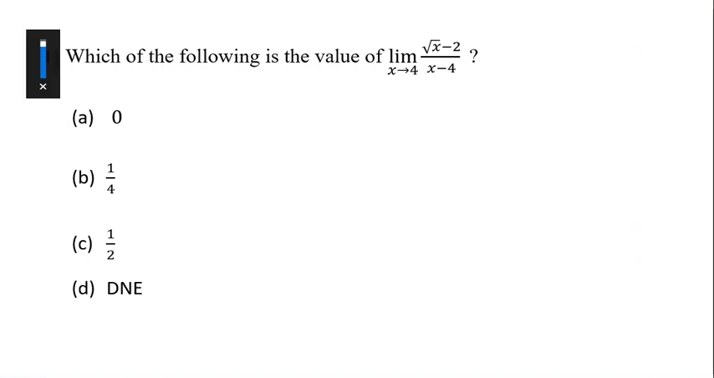Which of the following is the value of the limit of the expression square root of x minus 2 divided by x minus 4 as x goes to 4? In this type of expression, if it is a polynomial or a power of x function, and x is far from 0, then we can directly put this 4 inside. So let's put this 4 inside first.